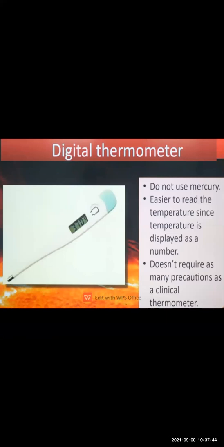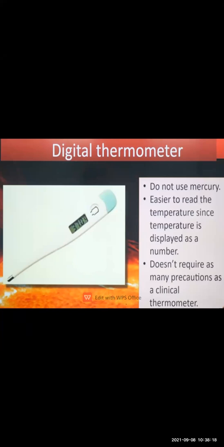Then the digital thermometer. This is the easiest thermometer that you can use. It works on a cell, as it is digital. It does not carry mercury. In this type of thermometer mercury is not used, and it is very easy to read the temperature. Most of you have a digital thermometer at home to note the fever or the temperature of the body.